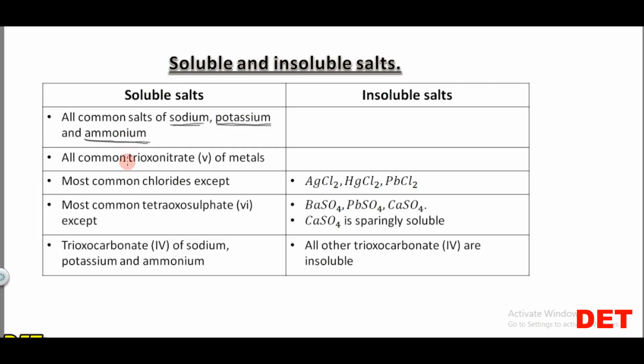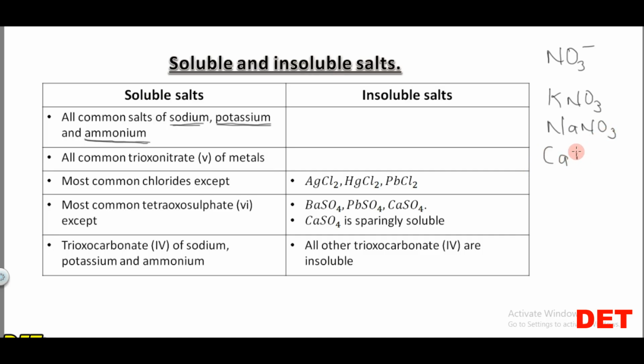We've established this. Then you should also note that all common trioxonitrate(V) salts of metals are soluble salts. So examples, this is your trioxonitrate(V), NO3 minus. Your potassium trioxonitrate(V) is an example of a soluble salt. Your sodium trioxonitrate(V) is an example of a soluble salt.